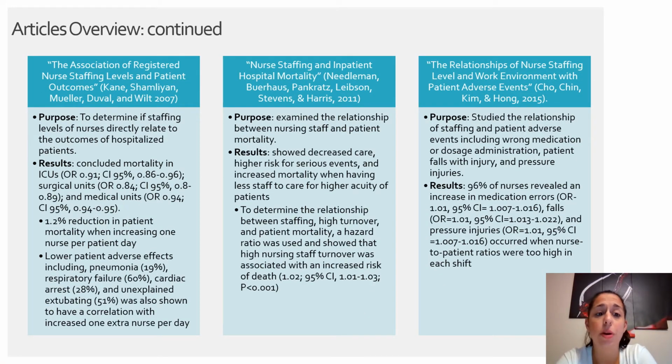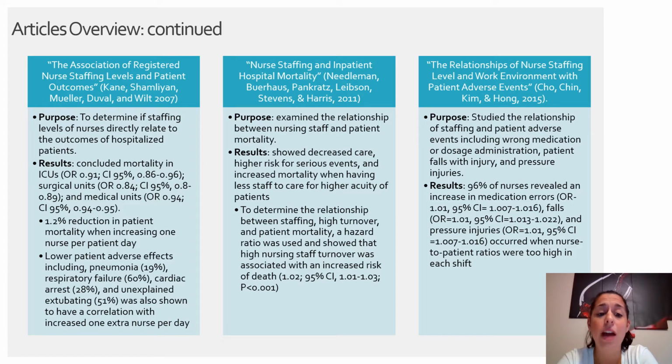The third article's purpose was to determine if staffing levels of nurses directly related to the outcomes of hospitalized patients. The results concluded mortality in ICUs, surgical units, and medical units. There was a 1.2% reduction in patient mortality when increasing just 1 nurse per patient day.